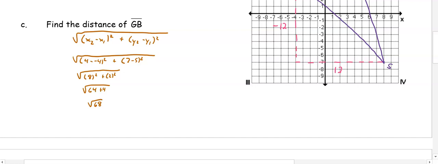68 is not a perfect square, which means we need to use our calculator to get a decimal. So we would have 68, and we do the square root. That's going to be 8.25.